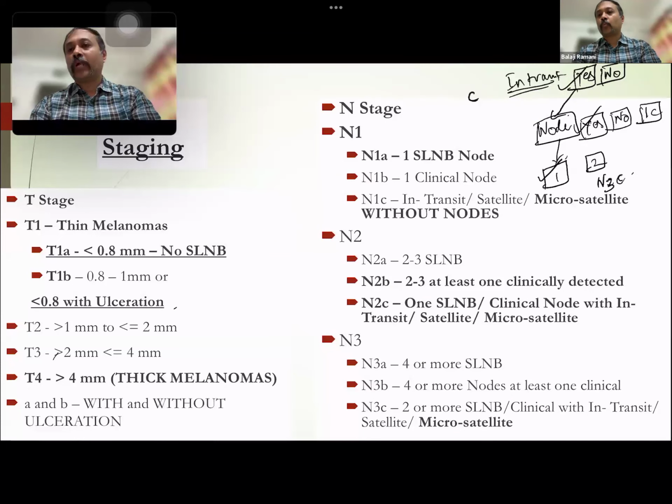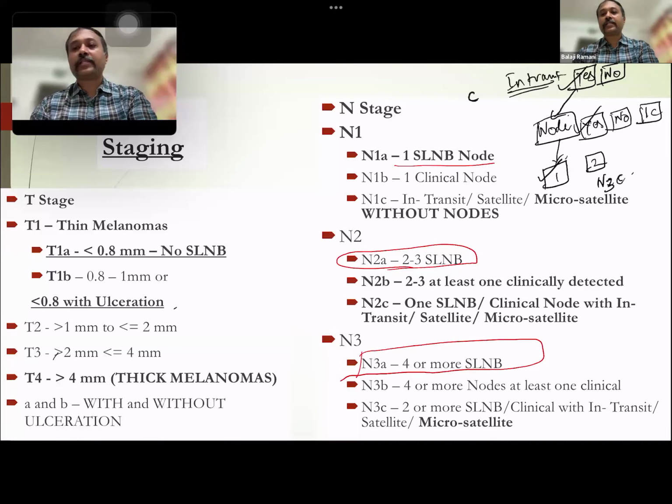Total number is 1. 1 SLNB is N1A. Total number is 2 to 3. All SLNB is N2A. Total number is 4. At least all of them are SLNB is N3A.